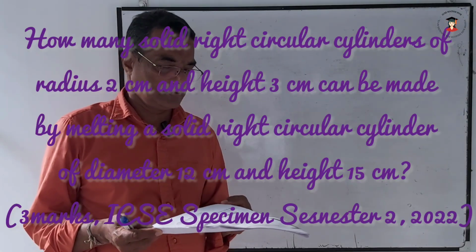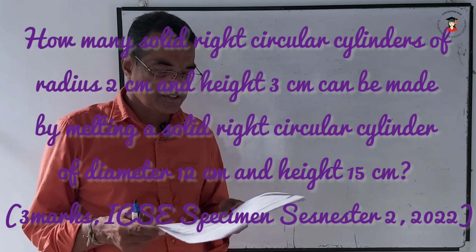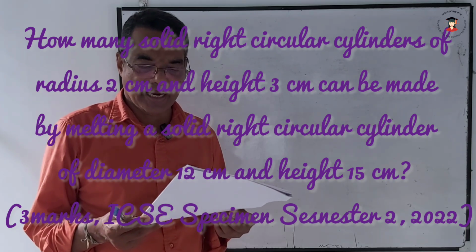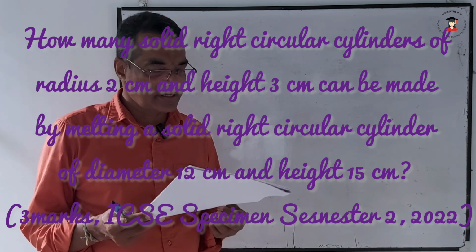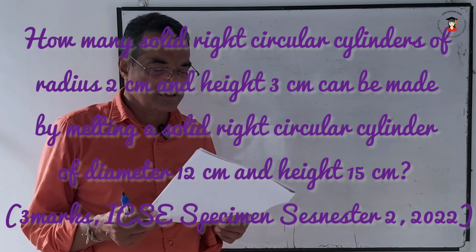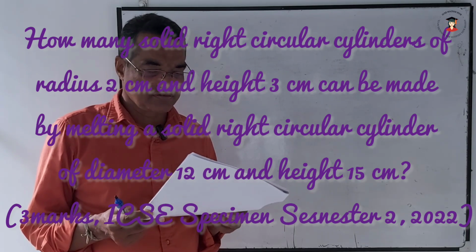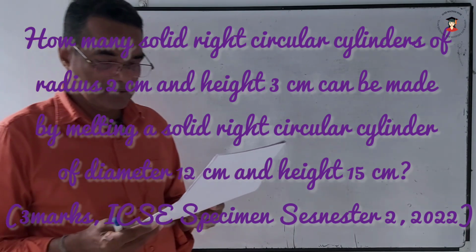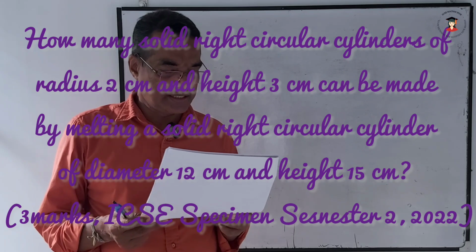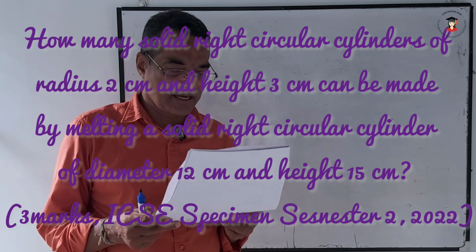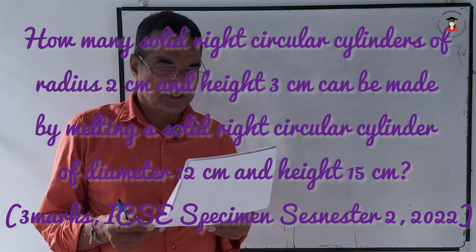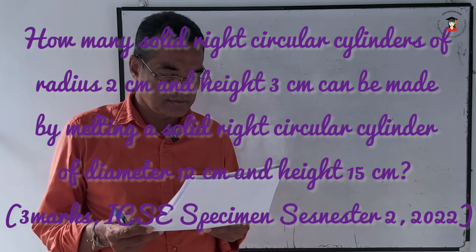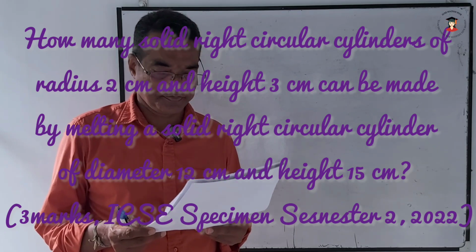The 11th question. How many solid right circular cylinders of radius 2 cm and height 3 cm can be made by melting a solid right circular cylinder of diameter 12 cm and height 15 cm? So here one big cylinder is melted and it is then recasted into a number of small cylinders. We need to find out the number of small cylinders so formed.